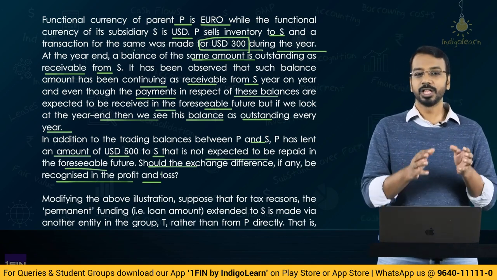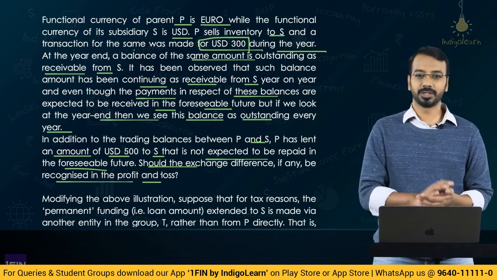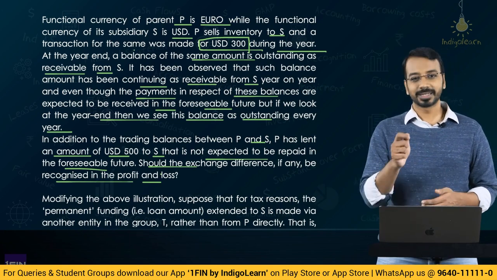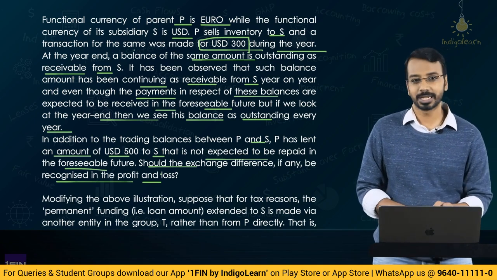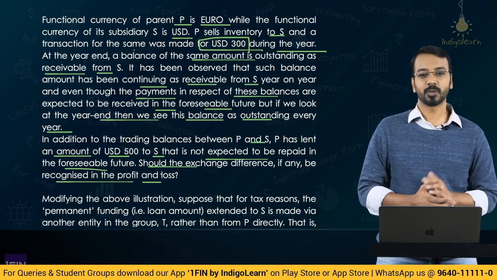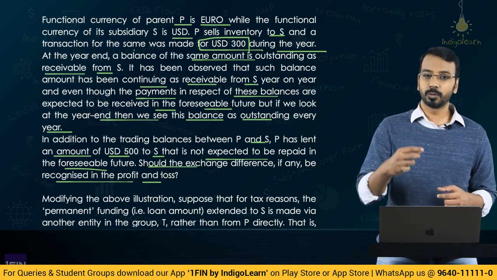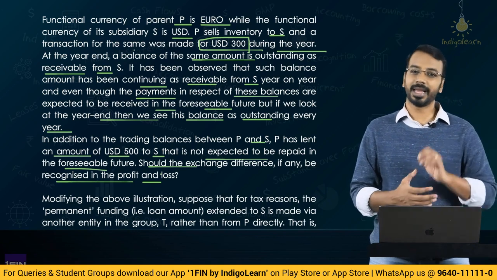So you can write it like this: because there is a foreign currency transaction and the amount is outstanding at the end of the year, this being a monetary item, it has to be restated. Whatever is the exchange gain or loss, that will be recognized in the standalone financial statements of P Limited, or of the parent company. Now, when consolidating, what will we do with this gain or loss? Still, it will be recognized in the P&L because it is a monetary item.